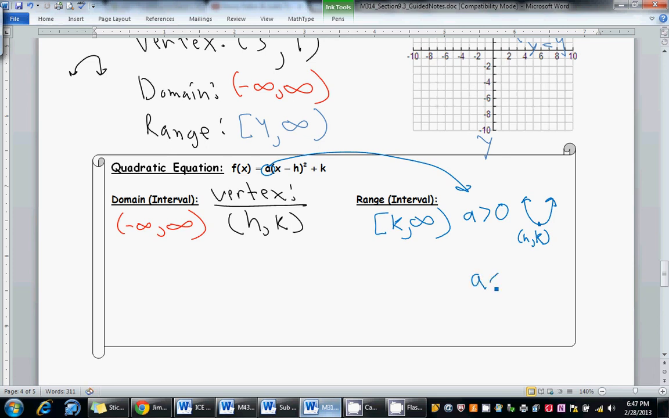Now, you could have a situation where a is less than 0. In this case, this parabola, this quadratic equation is going to open down, and now all of a sudden, k has become your largest y value. We'll talk about this a little more after we get back. All right, let's keep moving along for now, though.